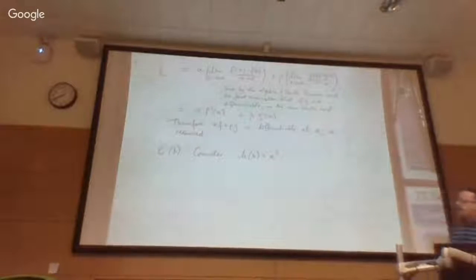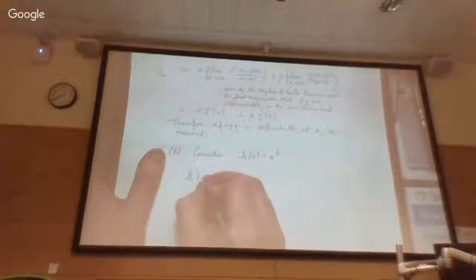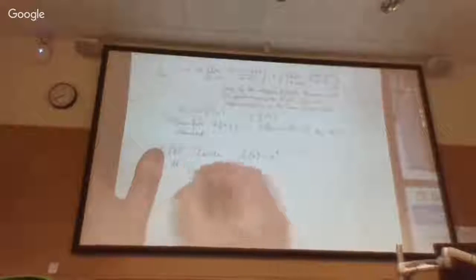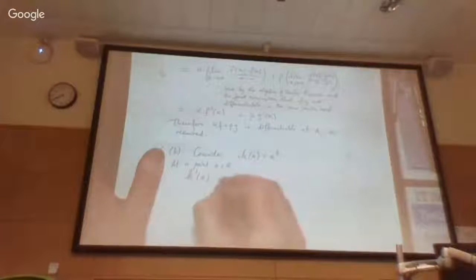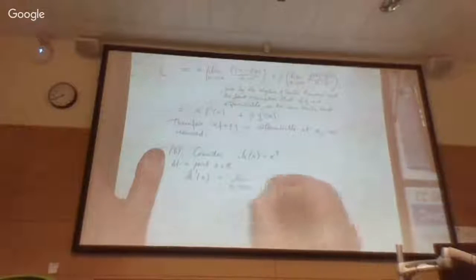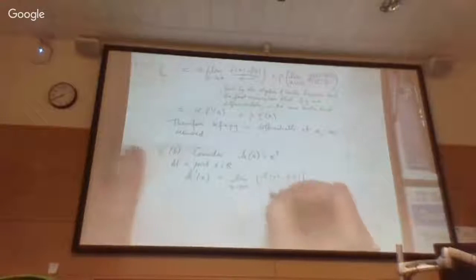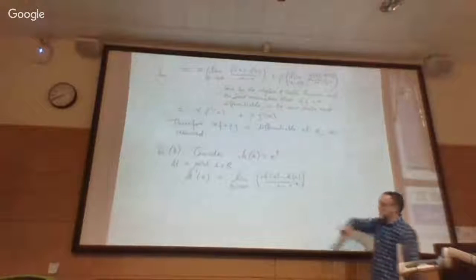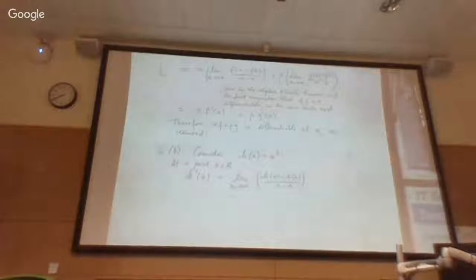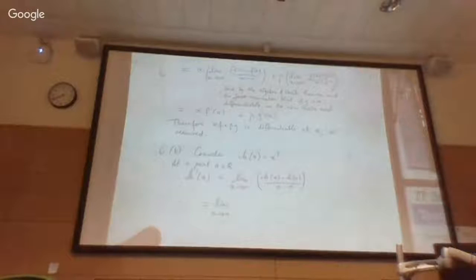Okay, so we're considering this function h, which is h of x defined as x cubed. So the derivative of h at a point a in R is, by definition, this limit of these relative changes. h of x is x cubed, h of a is a cubed.